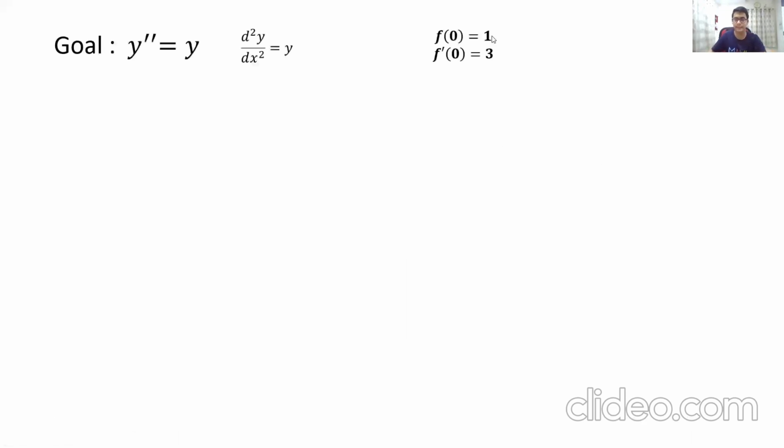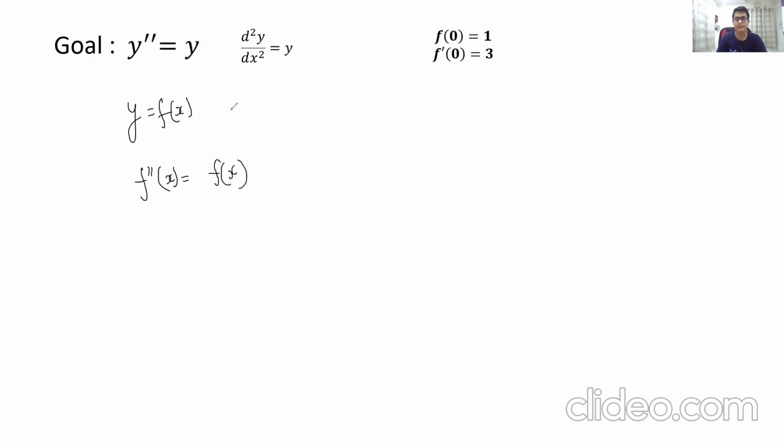Alright, so here is our differential equation for today. y double prime is equal to y, or d squared y by dx squared is equal to y. So basically we just want to solve for y, where y is a function of x, such that the second derivative of y is just itself.